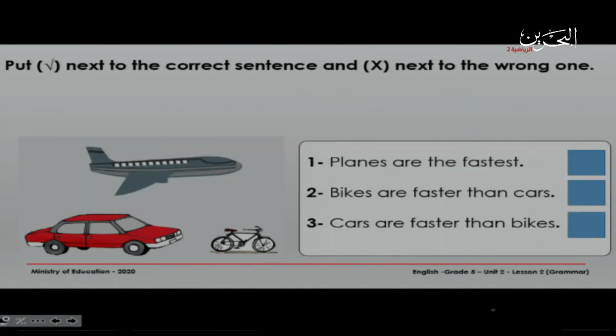In this activity, first I want you to look at this picture. We have means of transportation. You have to read these 3 sentences. If the sentence is correct, you have to put a tick. If the sentence is incorrect, you have to put an X. You have 5 minutes. You can write your answers on your mini board. Start.